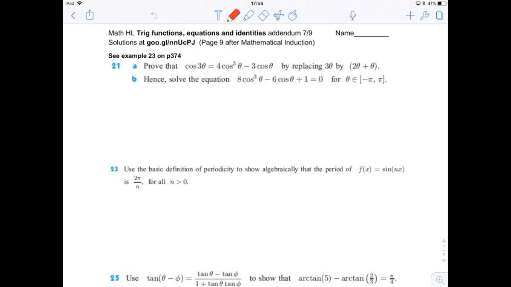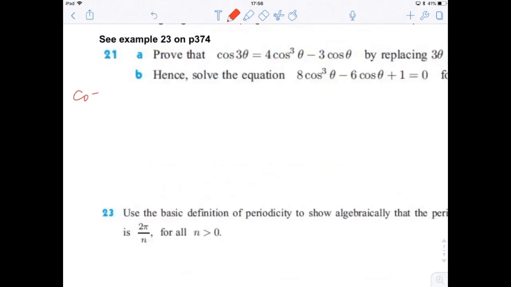Okay, so first I'm going to do their suggestion, and instead of cosine 3 theta, I'm going to write it as two angles added together, the first angle being 2 theta and the second angle being theta. Then I'm going to use the equation for the cosine of the sum of two angles: cosine of alpha times cosine of beta minus the sine of alpha times the sine of beta.